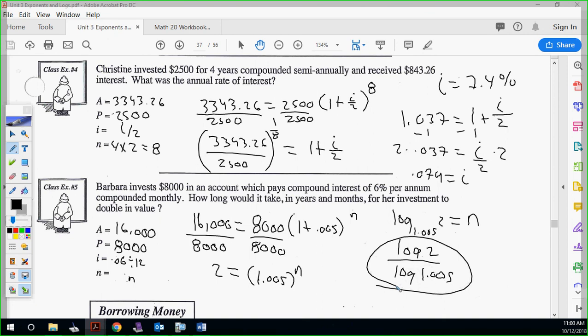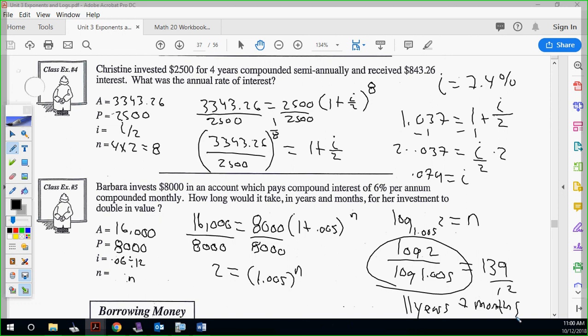When you do that, you're going to get 139. Nice. 139 months. If we want to know how many years, divide that by 12. That comes back to what we started with a little bit ago. If you divide that by 12, you get 11 years and 7 months. Okay, 11 years, 7 months.